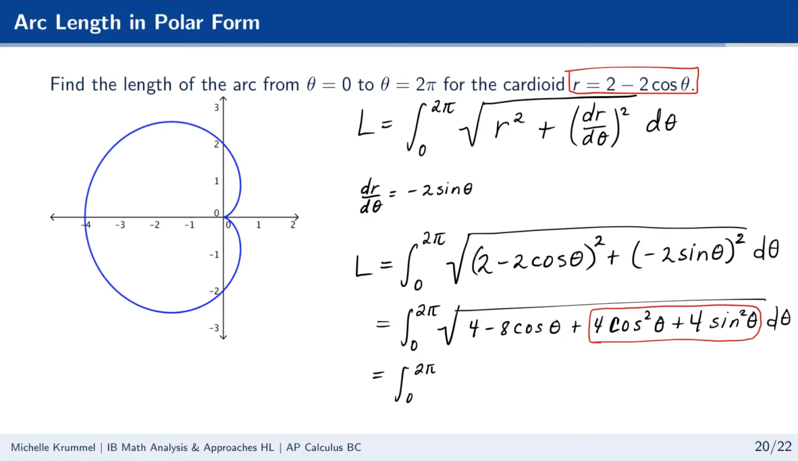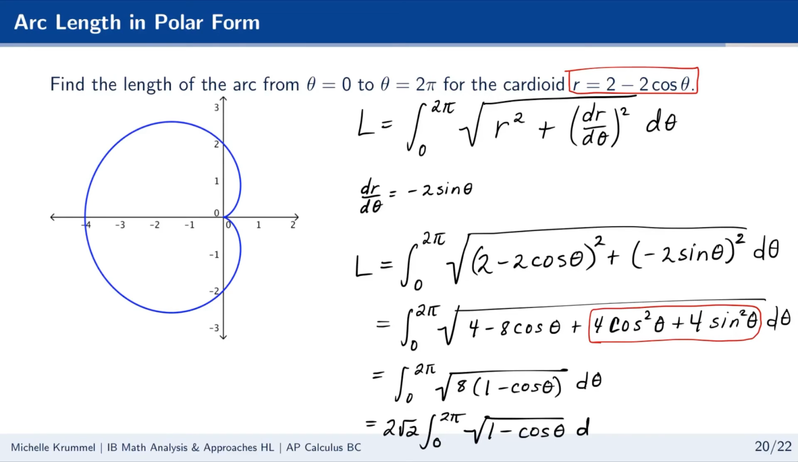0 to 2π, square root of 4 plus 4 is 8. So 8 minus 8 cosine θ, we can factor out the 8. 8 minus 8 cosine θ becomes 8 times (1 minus cosine θ) dθ. The square root of 8 is a constant multiple, so we can bring that outside of the integral, and the square root of 8 is 2 root 2, times the integral of the square root of 1 minus cosine θ dθ.